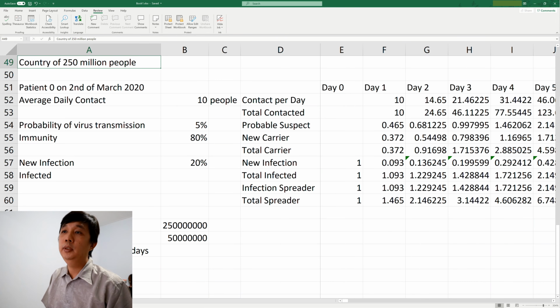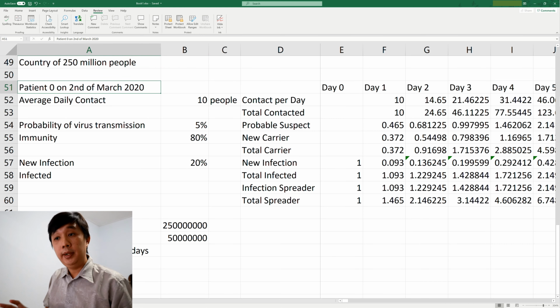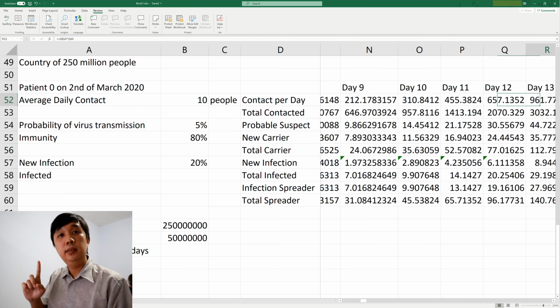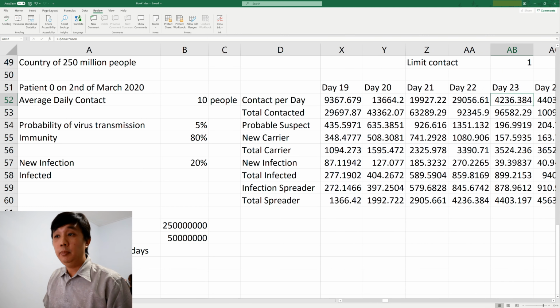And now we'll talk about the country of 250 million people. Again, this is the third country. Patient zero is the same on the 2nd of March 2020 and average daily contact is 10 people per day. So let's jump in. Until day 23, we limit contact to 1 person per day. So that means unique people. You can go to work, you can go home, you can talk with your friend at home, only at home, okay?